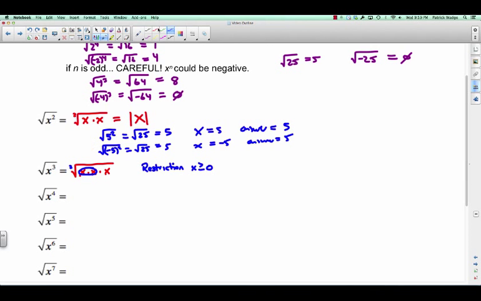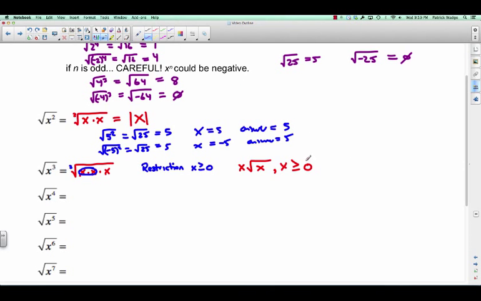So one of those x's comes out, and our answer is, there's our x that came out. There's still one left inside. So the answer is x root x, and our restriction was x is greater than or equal to 0. Now, some of you are probably saying, don't forget the absolute value signs. Do I need to put absolute value signs on this? No, I don't. Why do I not need to put absolute value signs on this?